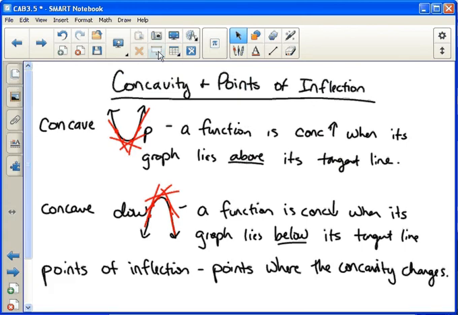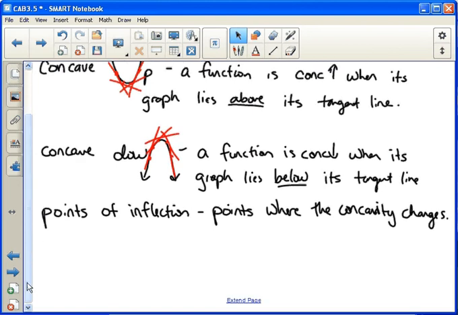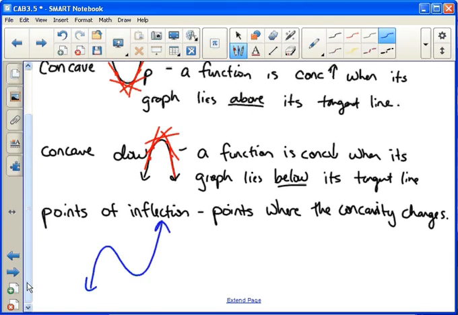And then points of inflection are simply points where the concavity changes. So an easy example would look something like this. Right here we would have a point of inflection, because on this side we would be concave down and on this side we would be concave up.